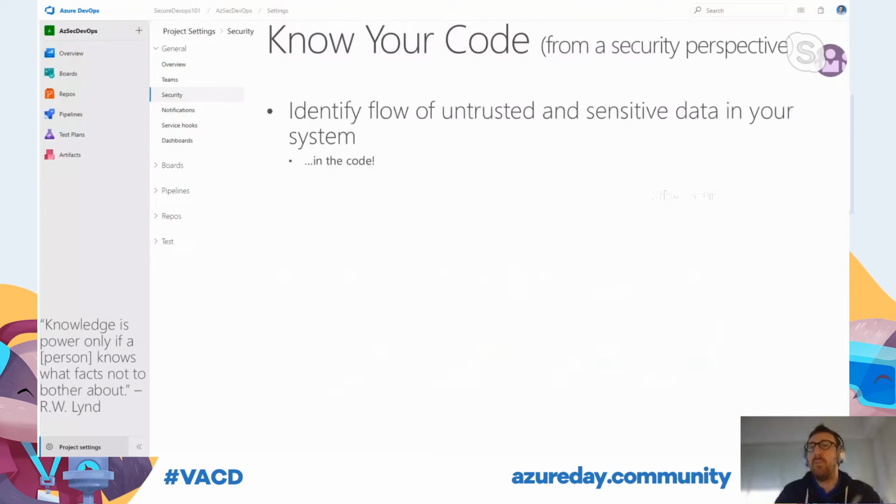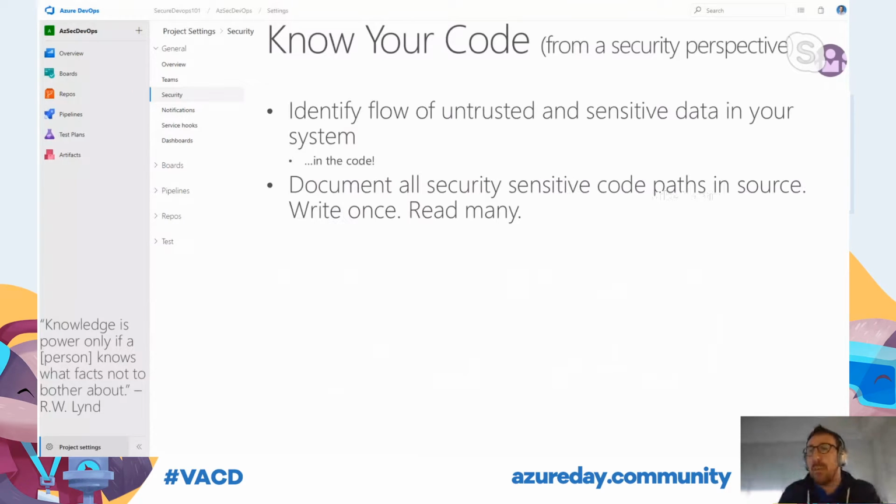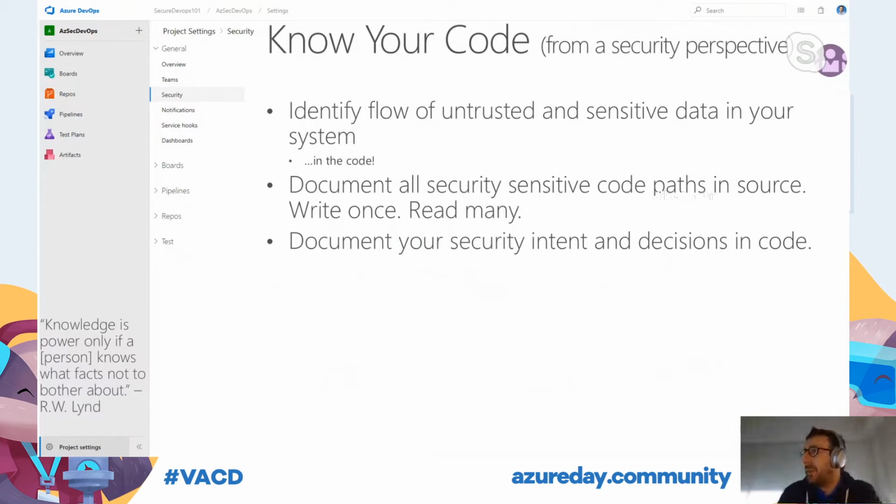This is a little bit more explained on the slide. So identify the flow of untrusted and sensitive data in your system, in the code, of course. Document all security-sensitive code paths. Documentation is something which is typically forgotten. When it comes down to security, we document a lot, especially on how to use an API, but we never document how security works, or what the things are that we need to take into account if we organize our code in a different way, for instance, and what the impact would be on, let's say, the usage of other parts.